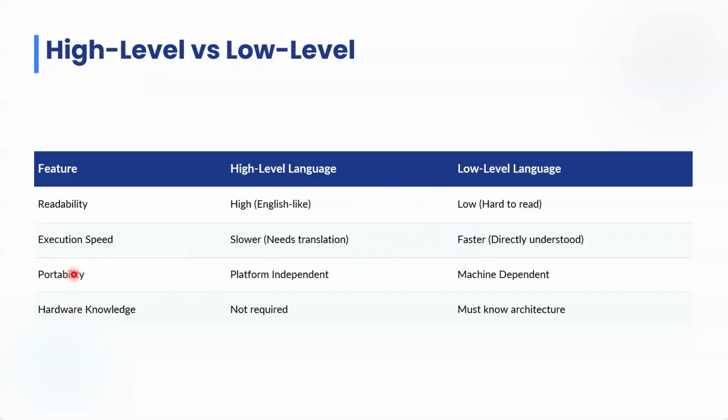Same thing as I told before: high level languages are platform independent, while low level languages are machine dependent. They highly depend on the machine architecture and everything. When we are talking about hardware knowledge, you don't need to have any hardware knowledge for any of our high level programming languages. But when we are talking about the low level programming languages, you should have an understandable knowledge of the architecture. So let's go ahead.